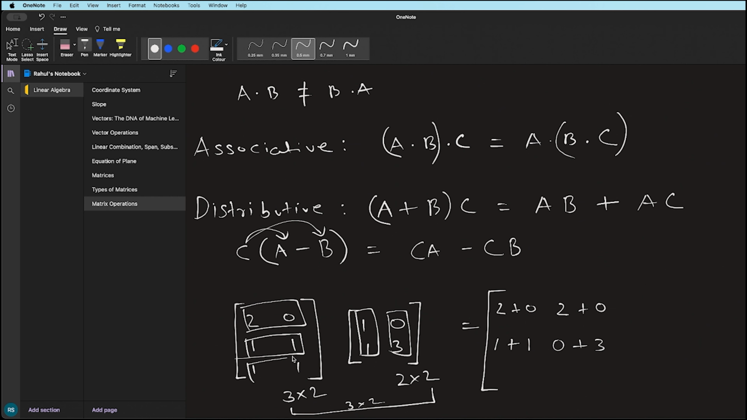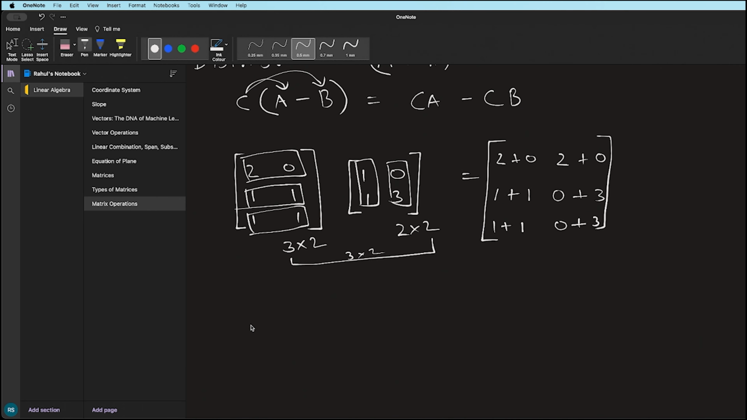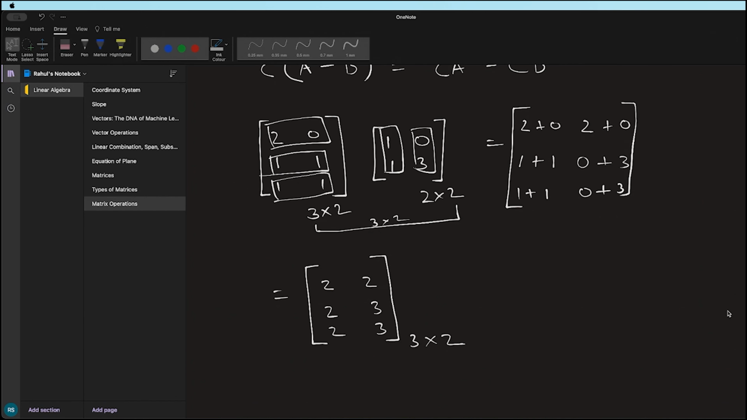Similarly, I will choose the third row of the first matrix and first column of the second matrix. So this will be the same, 1 plus 1 and 0 plus 3. So the resulting matrix will be 2, 2, 2, 3, 2, 3. So the shape of the resulting matrix is 3 cross 2. The last matrix operation that we'll be studying is multiplicative identity.